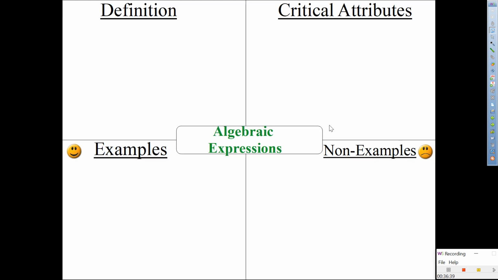So we have on the top left definition, on the top right critical attributes, bottom left examples, on the bottom right non-examples. And every time we have a lesson, the main concept goes in the center. So we're covering what? Algebraic expressions. I'm not even going to tell you the definition, but if I was to tell you the definition, what three things do we need to have in algebraic expressions?